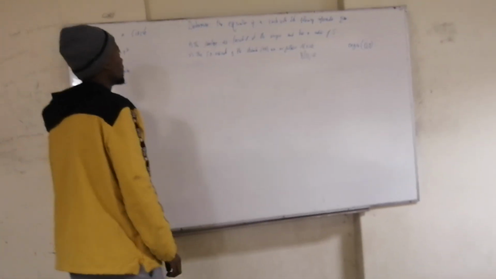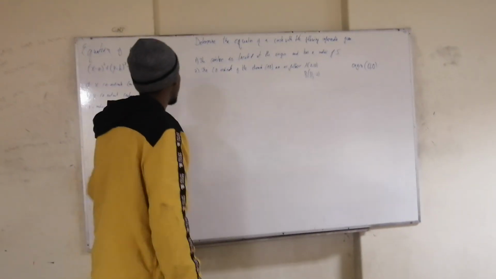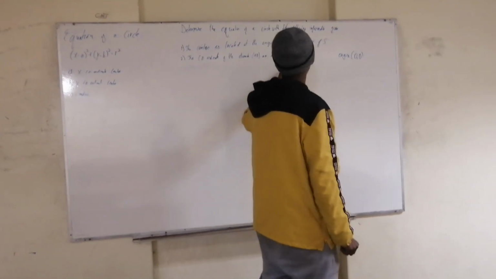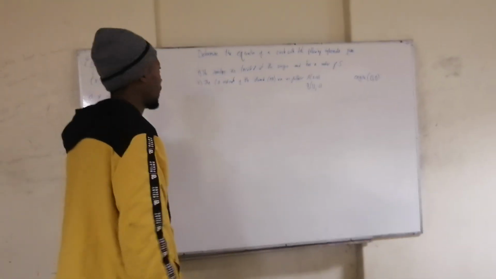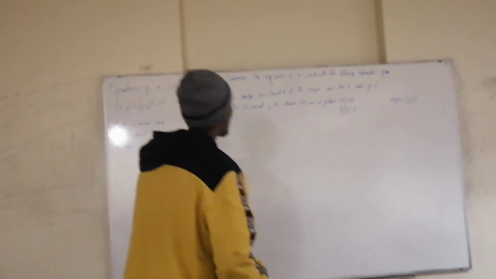The second question says determine the equation of the circle again with the following information given. The coordinates of the diameter AB are as follows. This is the information that we are given. We are given the coordinates of the diameter. So we already know what we must do.